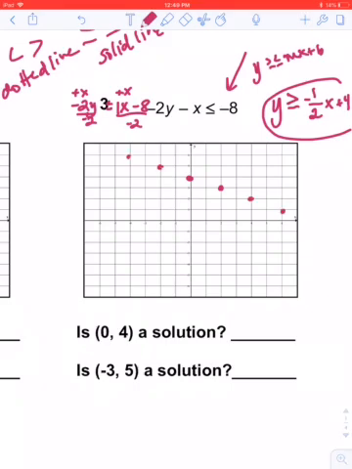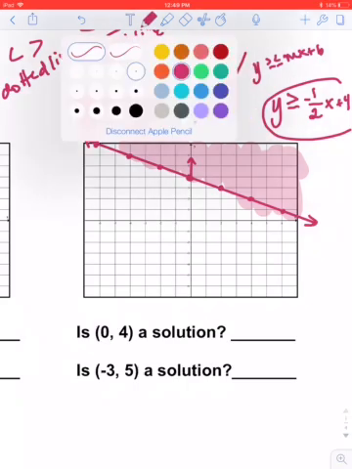This is greater than or equal to, so I can actually draw a solid line this time. That was a horrible solid line, sorry. Now, if it's greater than, I'm going to put my eyes on my y-axis and go up the y-axis. So I'm going to shade above it, and now I can test my points.